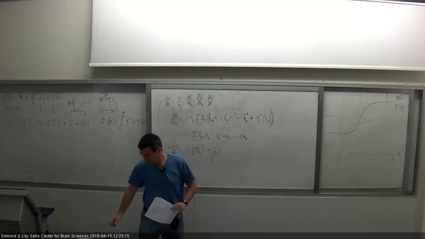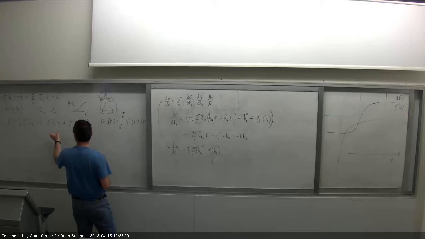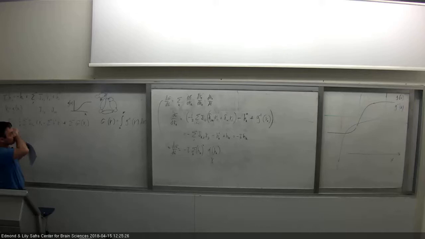Now let's talk about the interpretation of this g function. So these terms will be maximal when the r's are maximal in absolute value, depending on the sign of j.